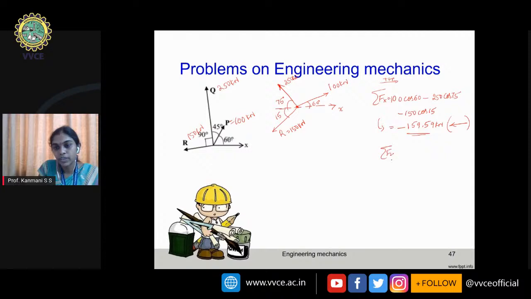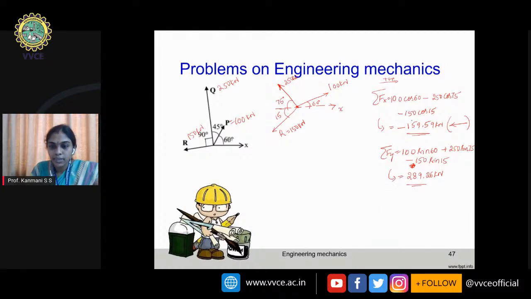I'll go to summation Fy. It starts with 100 sine 60 plus 250 sine 75, plus, not plus, this time it is minus. So minus 150 sine 15. So what's the value? 100 sine 60 plus 250 sine 75 minus 150 sine 15. So the value is 289.26 kilonewton. So this is summation Fy.